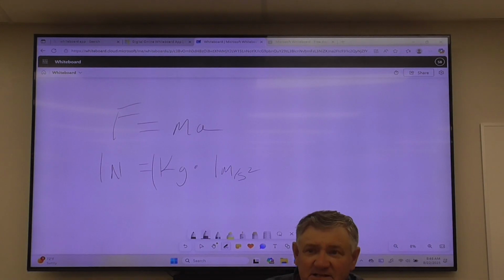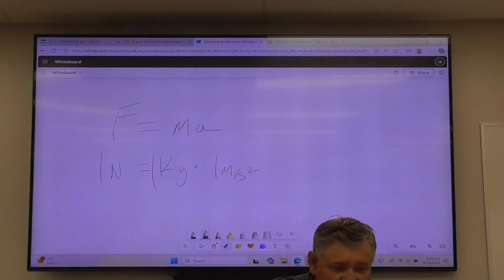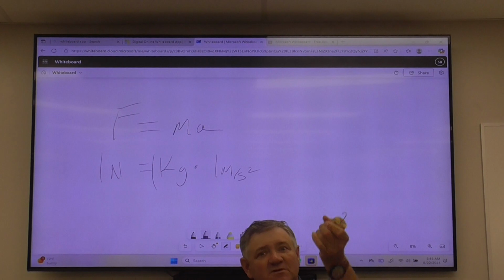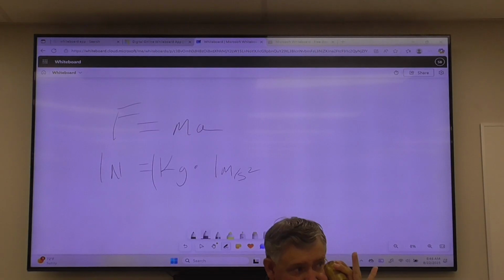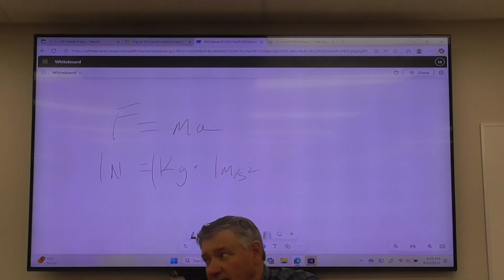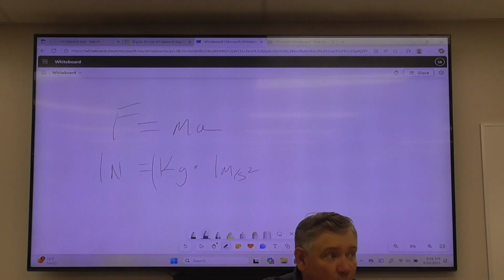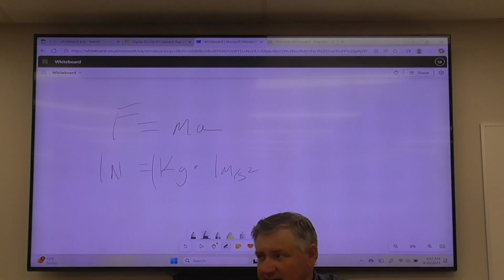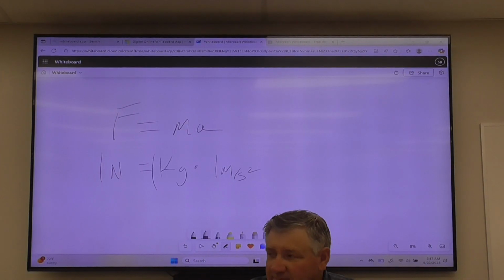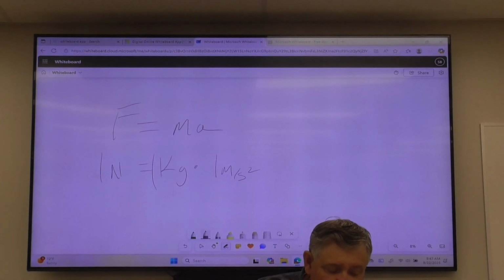True? So this is actually how 1 Newton of force is defined. 1 Newton of force is defined as the force that it takes to take a 1 kilogram mass and make it accelerate at 1 meter per second squared. That's how 1 Newton is defined, okay? You could have picked 10, 5, and 2, okay? Doesn't make any difference. This is just an easy set of numbers to work off of.